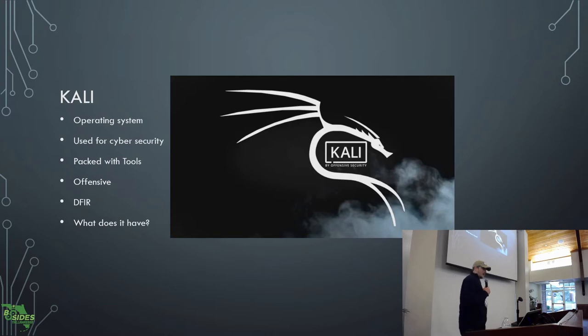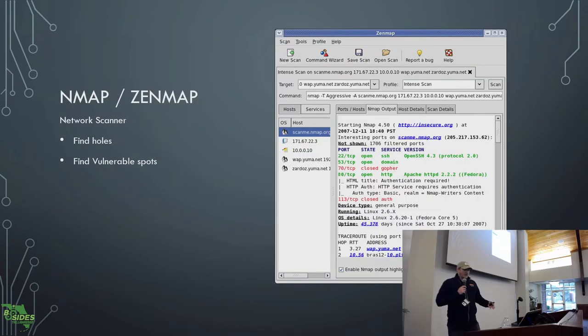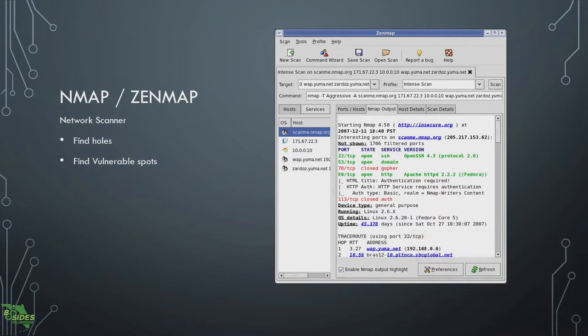Kali is an operating system packed with tools. It's used for cybersecurity. It's not just an offensive tool. They actually have some other stuff for DFIR and malware reverse engineering, and it has some awesome tools built in. Some of these you might have to add in. Nmap or Zenmap is just a basic scanner. You're going to scan a network, find holes, find vulnerable spots to poke at.